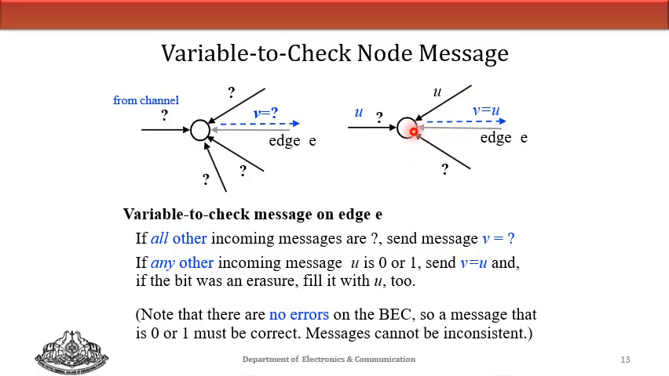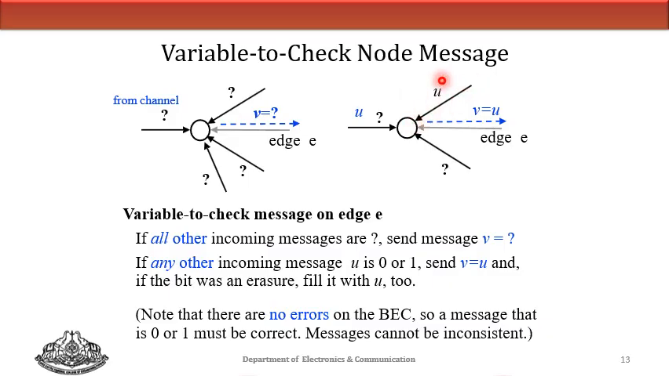If any other incoming message u is 0 or 1. So from this diagram you can see that this variable node is trying to send a message towards one of the check nodes, and all the other edges carry, one is erasure, the other one is u.